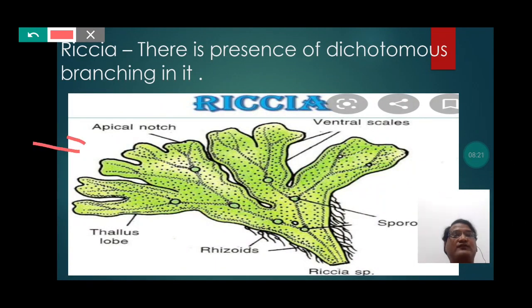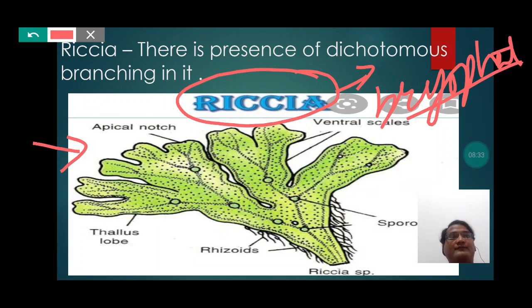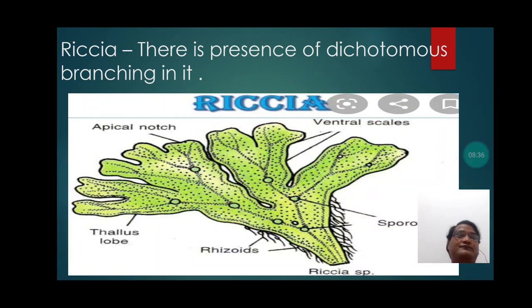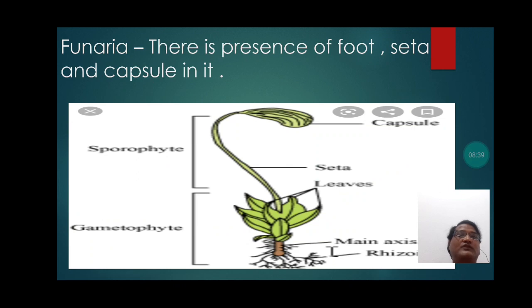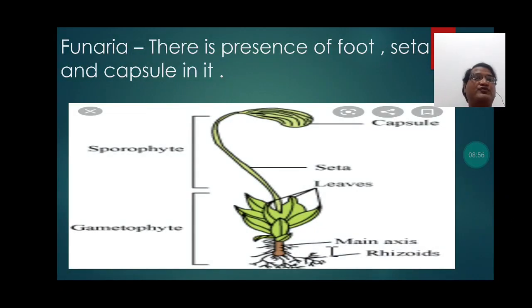Students, the picture which you are noticing here is actually the picture of a bryophyta, that is Riccia. Funaria. There is the presence of foot, seta and capsule in it. So students, in the Funaria there is the presence of foot, seta and capsule in it.